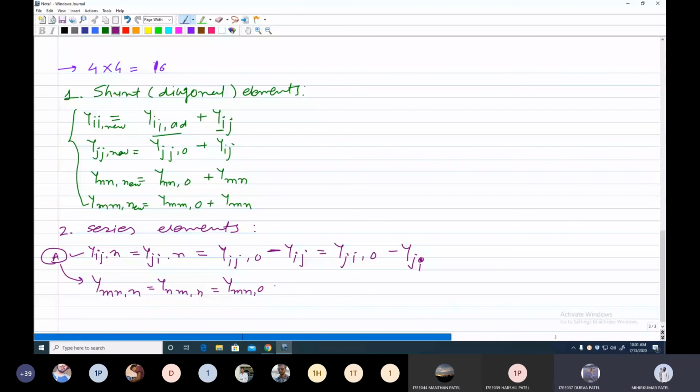So clear? We have to calculate total 16 elements. Among them we have calculated 4 shunt elements and 4 series elements, total 8. Now the next, the third one, is the same side element, or we can say dot side element.